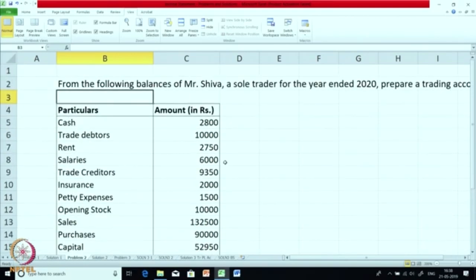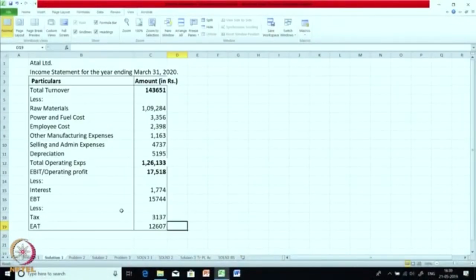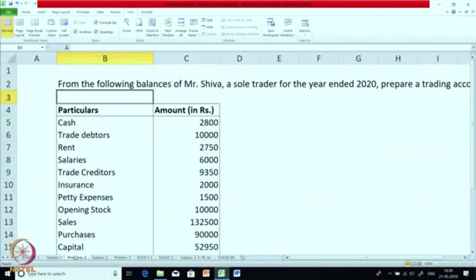Certain items have been given and from this you have to make a profit and loss account. But now we are going to make it in two levels. First the trading account and next the P&L account. The trading account is the upper part of P&L where we will record those items which are directly related to trading or manufacturing. This is a horizontal form of P&L we will make. In the last case we made a vertical form, now we are going to make a horizontal form.